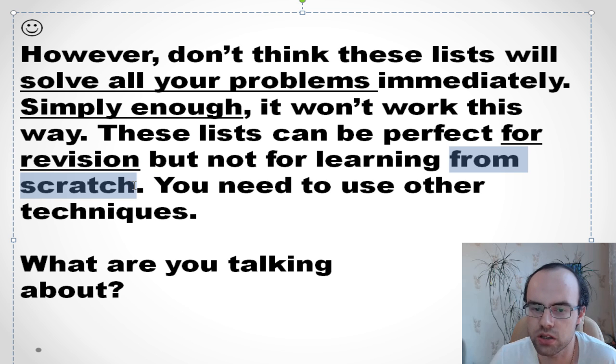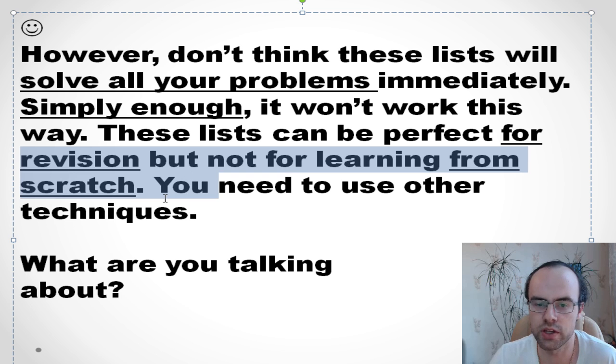If you're learning from scratch, from zero, if you know nothing, some students think, okay, I'll take this list of 3000 words, make cards and remember everything, and I'll know English in 10 days. No, it doesn't work this way. Why do people think so? It's an illusion, it's a myth. So you need to use other techniques.